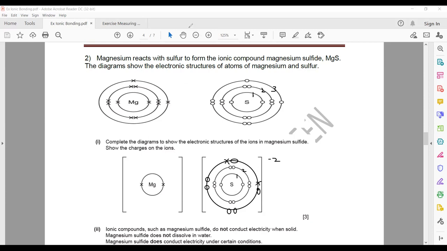And here magnesium loses its last shell electrons. The charge will be plus 2. Is it clear? So I did not draw any extra shell. It was there in the first figure and I just completed the figure to show that sulfur gains 2 electrons. Is it clear?